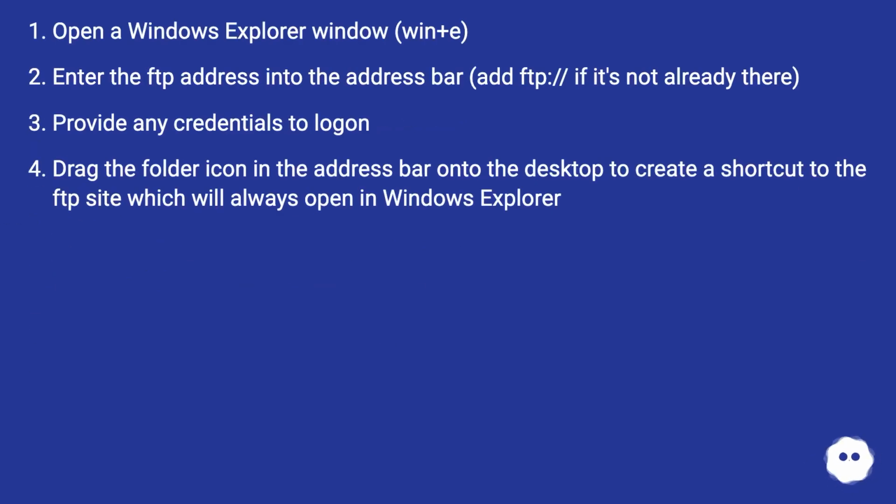Open a Windows Explorer window, Win+E. Enter the FTP address into the address bar, add ftp:// if it's not already there. Provide any credentials to log on. Drag the folder icon in the address bar onto the desktop to create a shortcut to the FTP site which will always open in Windows Explorer.